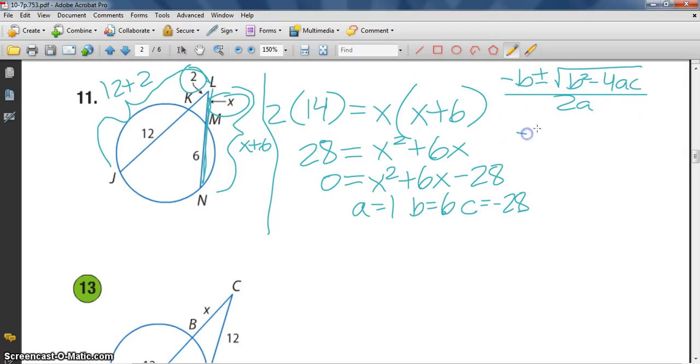So let's see, opposite of b plus or minus the square root of b squared. 6 squared is 36. Minus 4 times a is 1, so we don't need that, times c is negative 28. All over 2 times a. 2 times 1 is 2. And we're just going to simplify this.